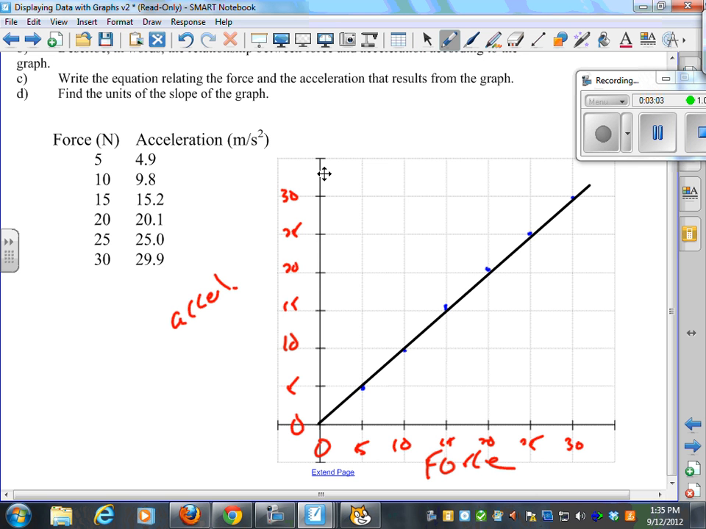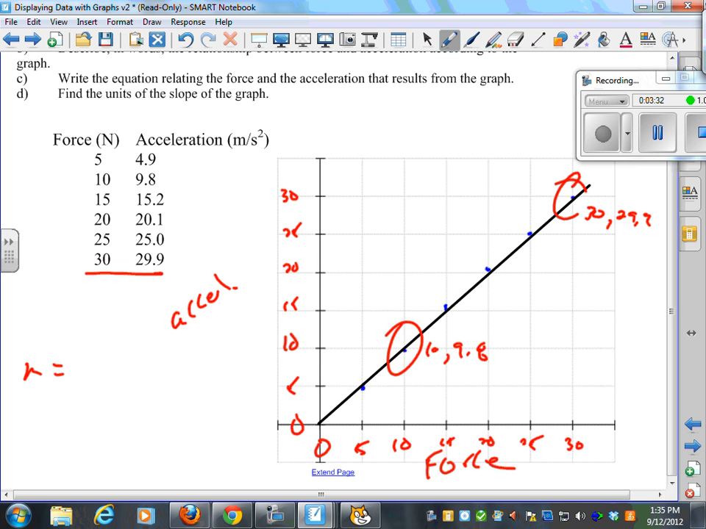The first step is to find the slope. I like that point, and we'll pick that point. Does it matter which two I pick? No. I think they're all good because they're all right on the line. So we're going to go m equals, what are the coordinates up here? It's 30 and 29.9. And the coordinates at this point are 10 and 9.8.